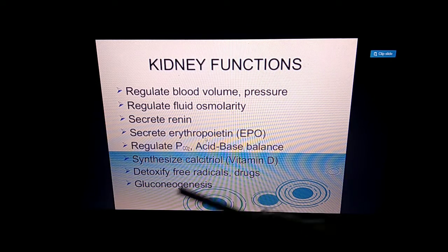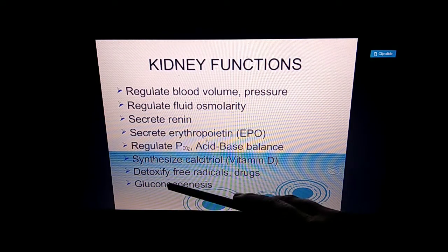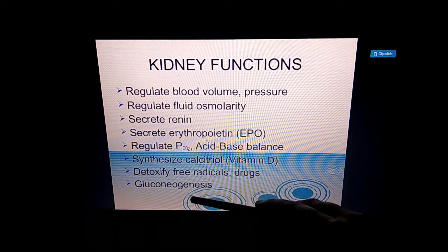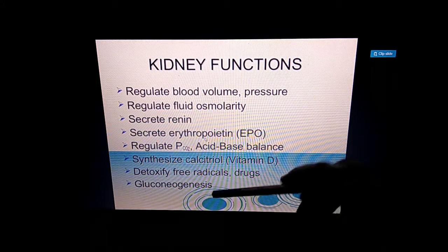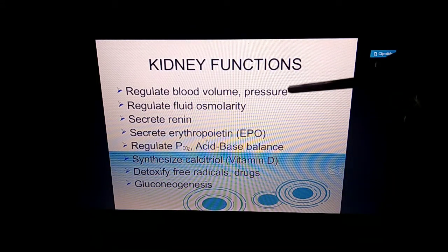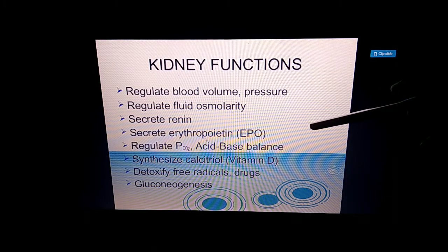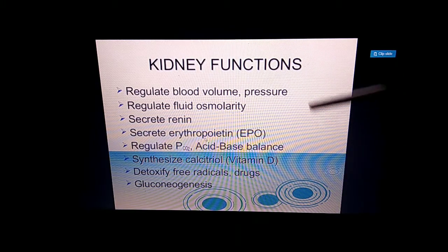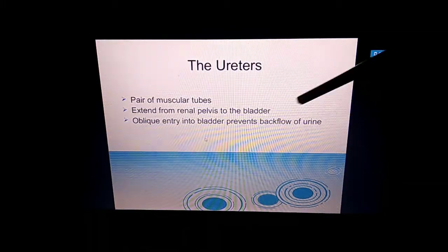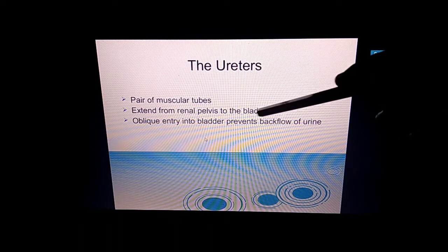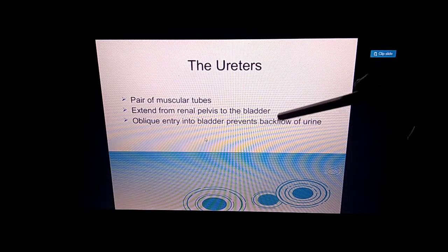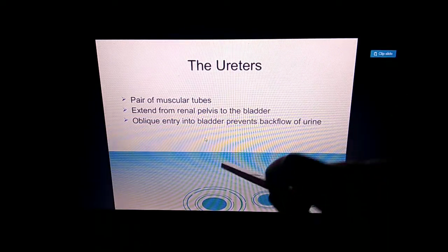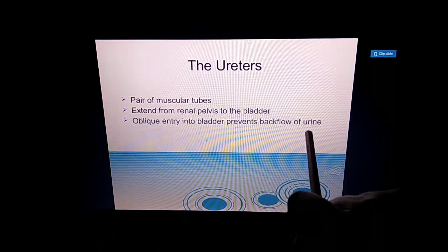Gluconeogenesis means gluco means glucose, neo means new, genesis means formation of new glucose in the body, which helps in the energy that is regulated by the kidney. Then ureters: a pair of muscular tubes extending from the renal pelvis to the urinary bladder. Oblique entry to the bladder prevents outflow of urine.